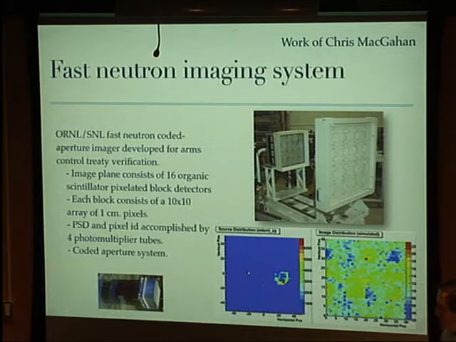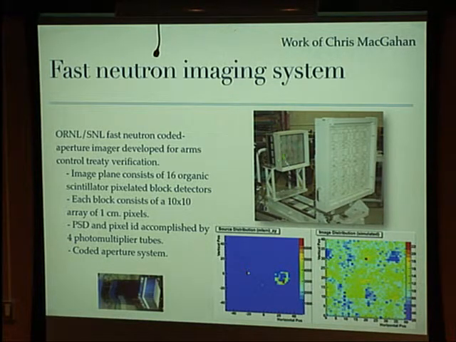What's the system we're going to use? This is a collaboration with Sandia National Labs, and they helped develop what's called a fast neutron-coded aperture imager. They developed it for some of these arms control applications. Let me just describe this system briefly. You have a detector here. You have an aperture here. This is actually a neutron aperture, so it's essentially plastic, polyethylene.